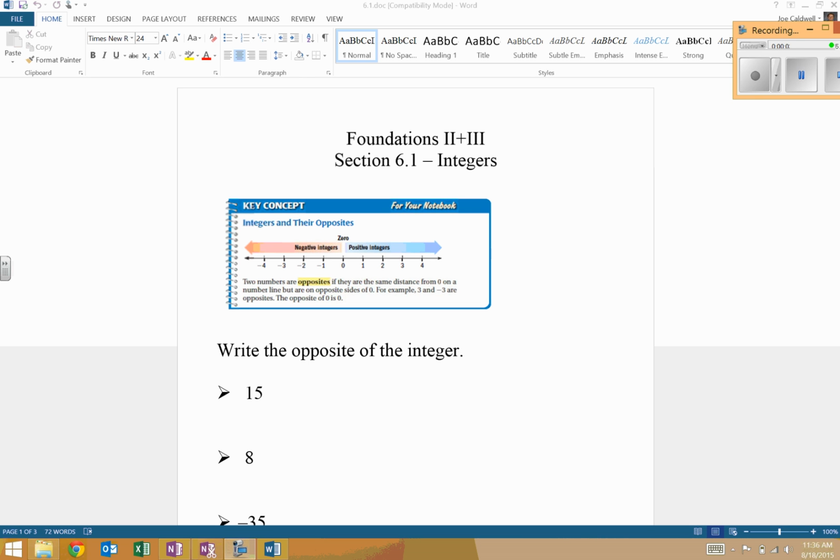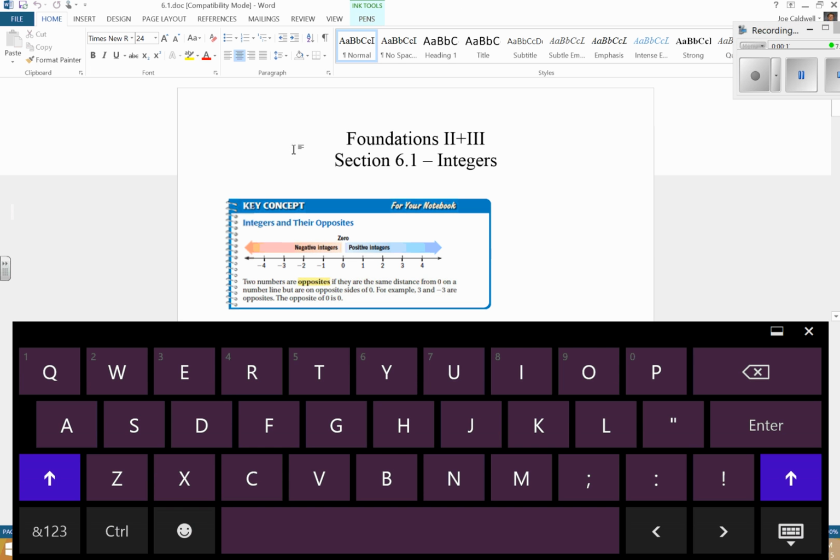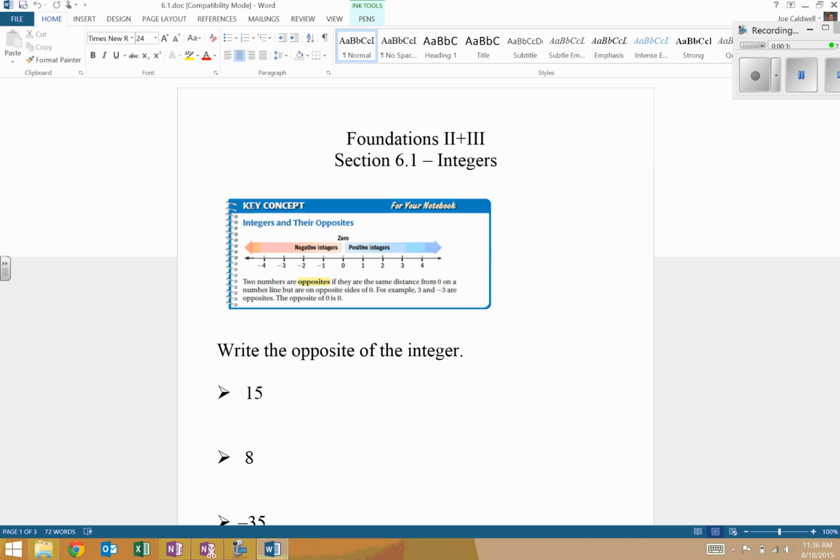All right, so in chapter 6, we're dealing with negative numbers. We're going to call these integers: negative integers, positive integers. And the term opposite refers to something that has the opposite sign. So pretty easy concept here to start off our chapter.